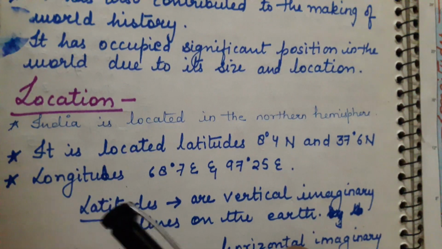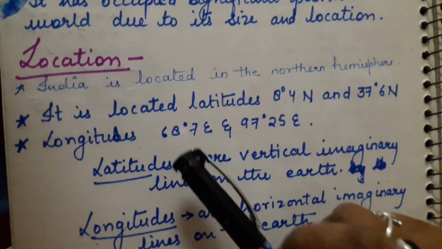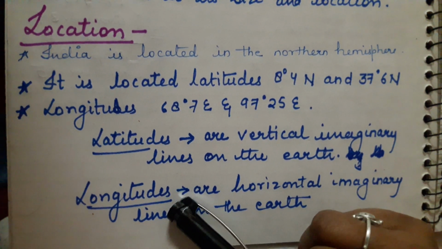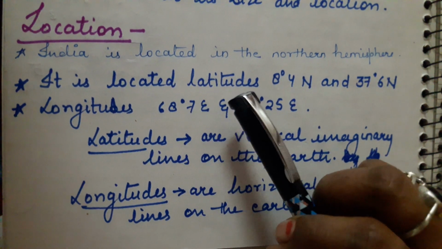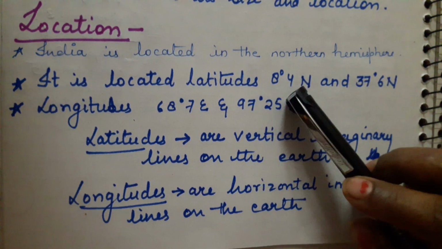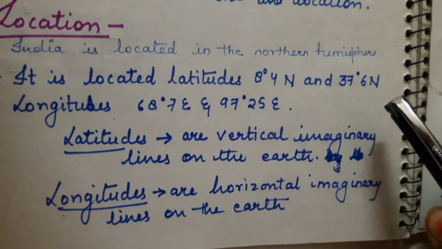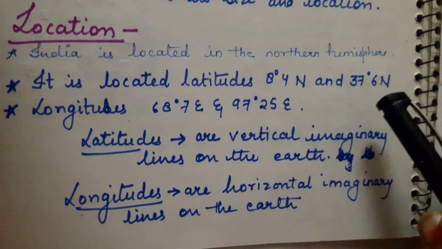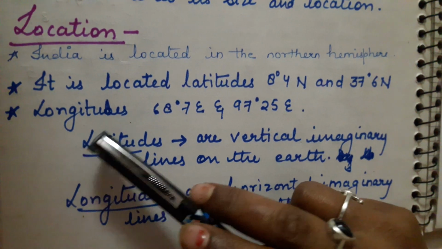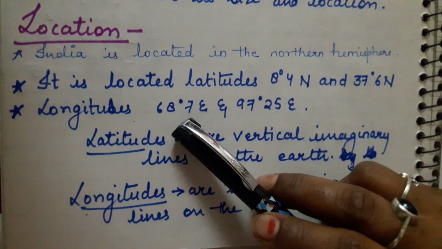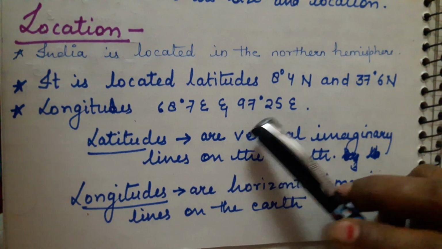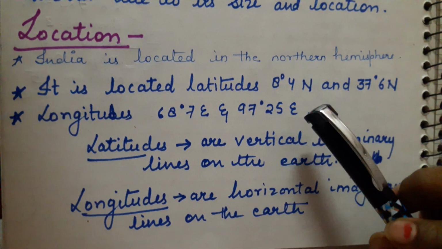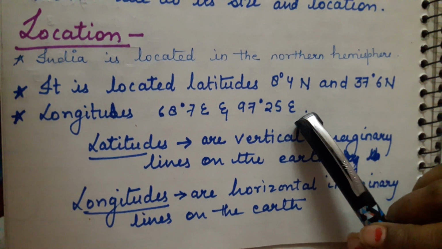The exact location of India on the earth is mainly defined by the latitudes and longitudes. It is located between latitudes 8 degree 4 minutes north and 37 degree 6 minutes north, which is the latitudinal location of India, and the longitudinal location of India is 68 degree 7 minutes east and 97 degree 25 minutes east. So these are the latitudinal and longitudinal locations of India.